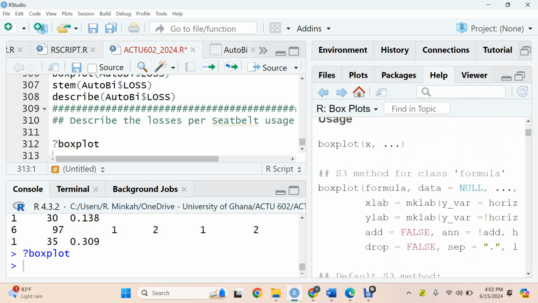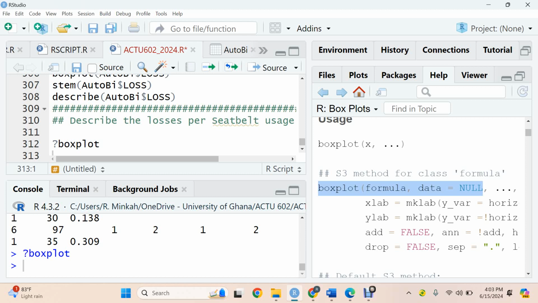I said that you need only this. Okay, so I have the data, I have a formula. What formula do I want? I want the loss data as a function of what? The seat belt usage. So that I will get plots for seat belt, those who use seat belt, those who do not, and the third. Is that okay? Yeah, so that's what we're going to do.